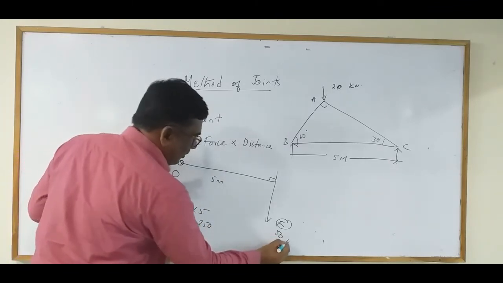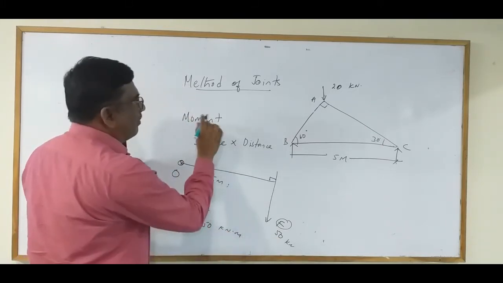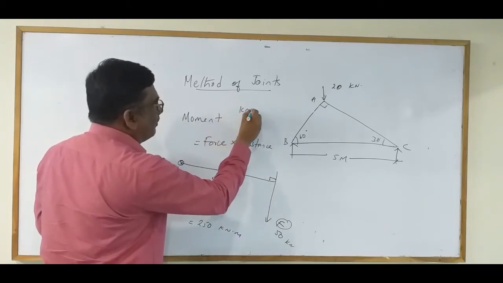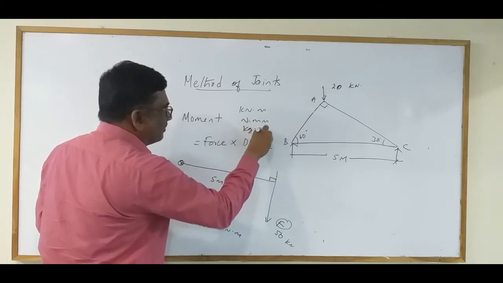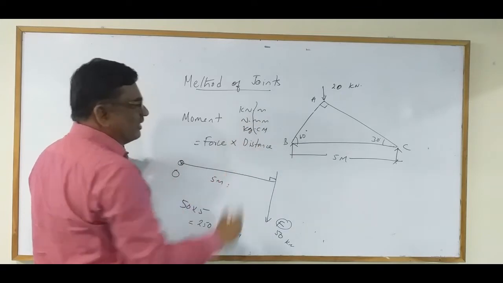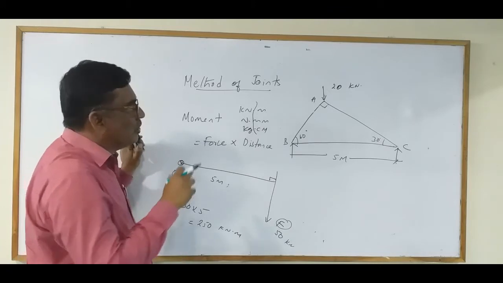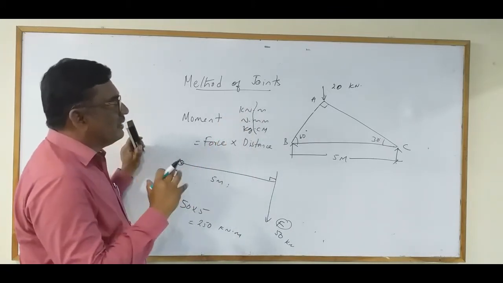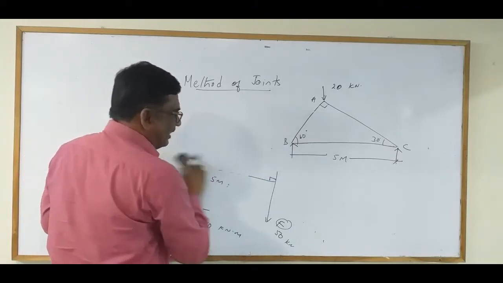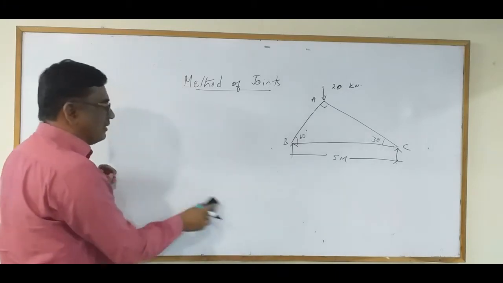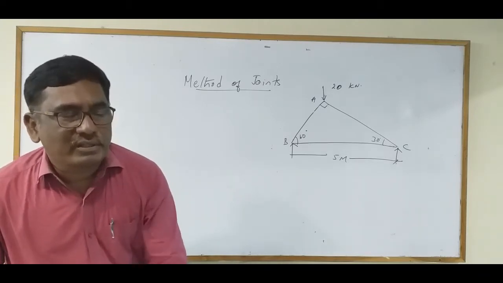If the force is in kilonewton and the distance is in meter, this will be kilonewton meter. For a moment, the unit will be kilonewton meter, or newton millimeter, or kilogram centimeter, like that. So force unit into distance unit will come. Whenever you describe a moment, you should always describe it with the unit. This is the first introduction about the moment, and you have been studying this right from your school days. Now it is applied here, so we have to be thorough in finding out the moment.